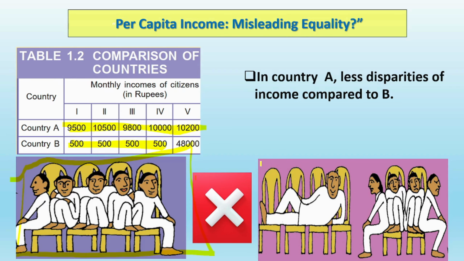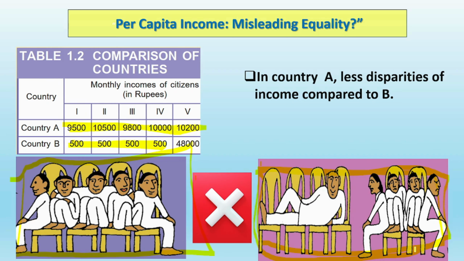Then coming to picture B, see in this picture, one person occupies almost 4 chairs' space, meaning only one person is controlling the 4 chairs' space, and the remaining 4 persons are adjusted in only the space of 2 chairs. In picture 1, almost all people share an equal amount of space, but in picture 2, only one person enjoys a lot of space, and the remaining 4 persons enjoy very little space.